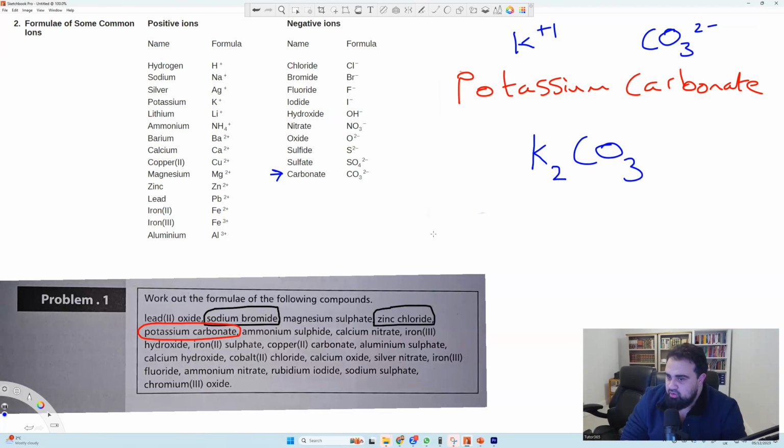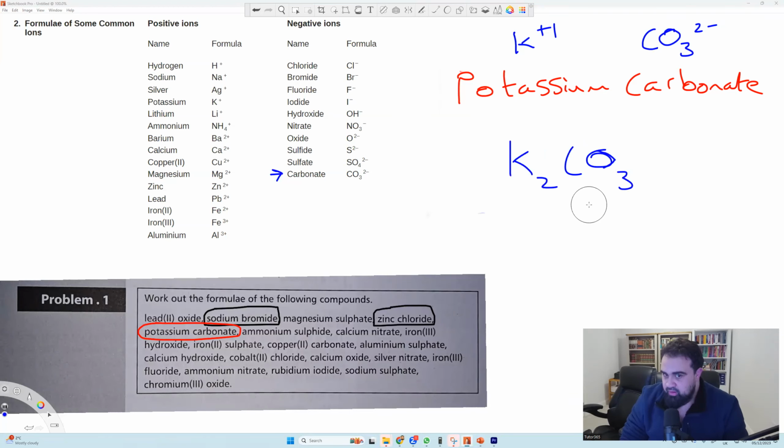Okay? So the chemical formula, now you should know how to write it. If someone asks you to write out the chemical formula for potassium carbonate, you shouldn't be like, what? How am I supposed to do that? I'm no chemist. Now you should know it's K2CO3. Yeah, I understand now.